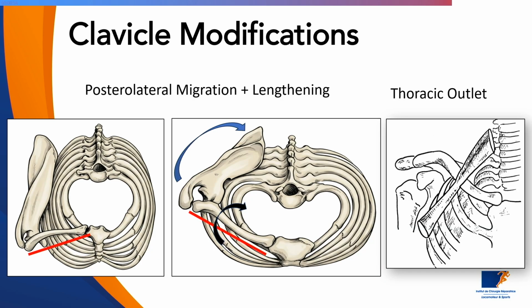Another consequence of migration of the scapula is that the clavicle has to follow. So there is lengthening of the clavicle, torsion of the clavicle, and this leads to some patients with thoracic outlet syndrome because of the squeezing of the vascular and nervous structures between the first rib and the clavicle.